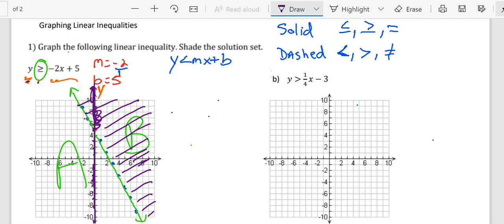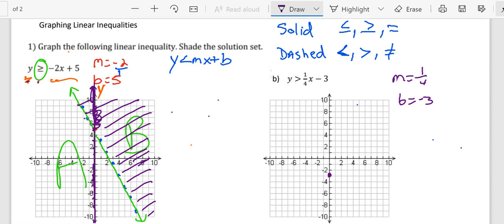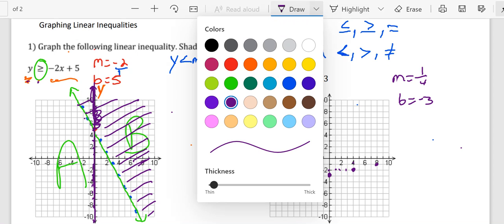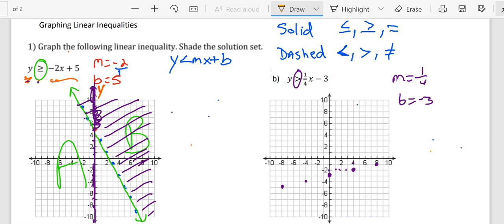So for letter B, again, m is 1/4 and b is -3. We always start at b, so I'm putting my first point at -3. Our slope is 1/4, so we go up 1, rise 1, run 4, and down 1, 4. Now this line is going to be dashed because it's just greater than, no underline. So I'm going to make a dashed line through these points. So basically it shows up like that.